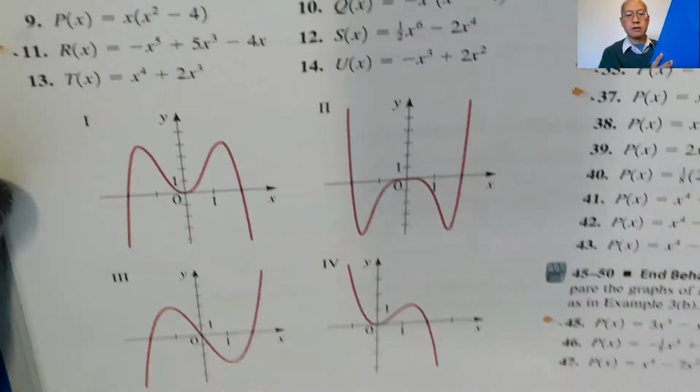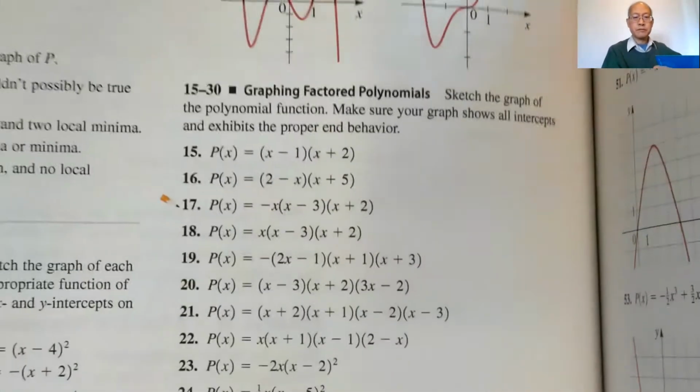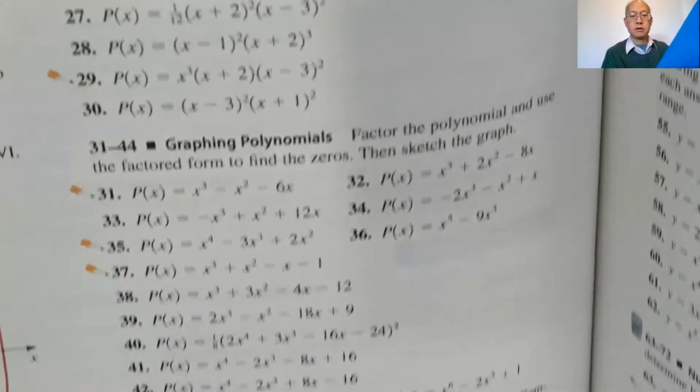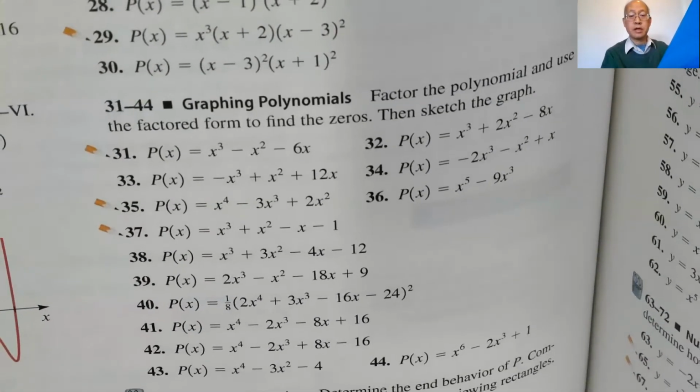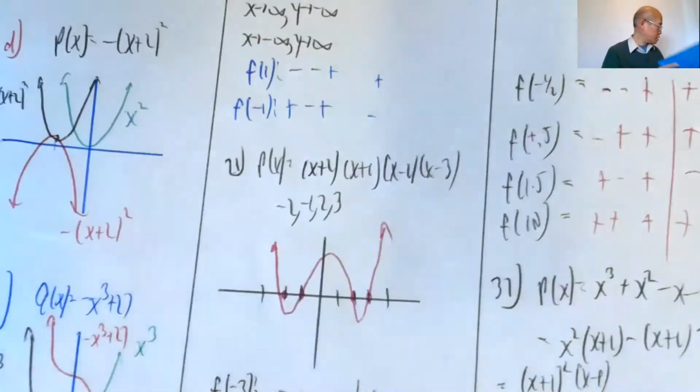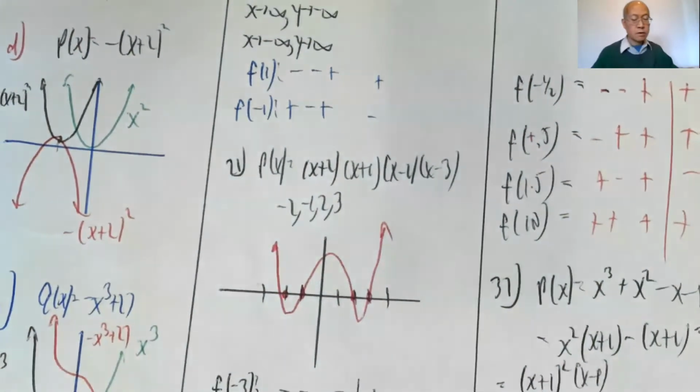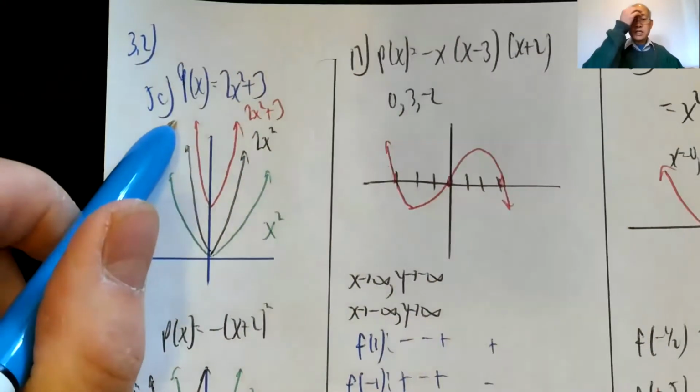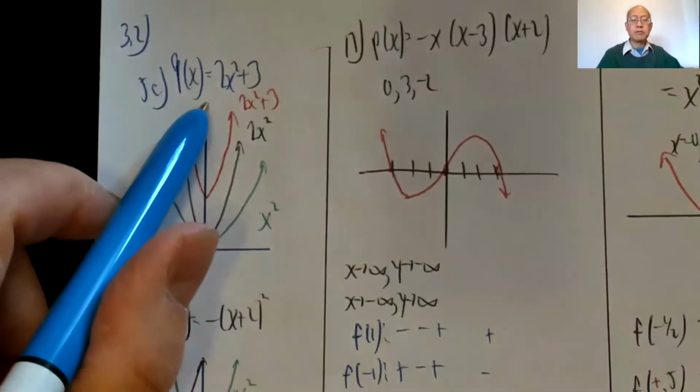More there. Okay. And some graphs there. And I think you can see up to 43 there, which is how far we had to go. Okay, 5C, P of x is 2x squared plus 3.